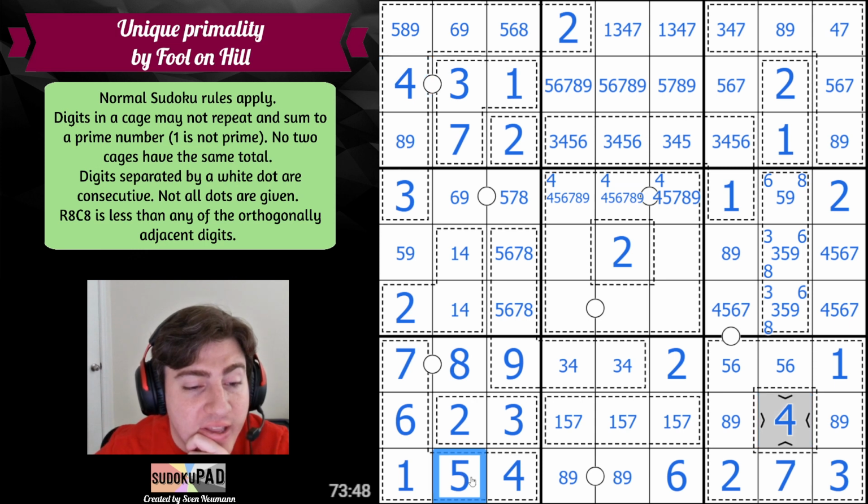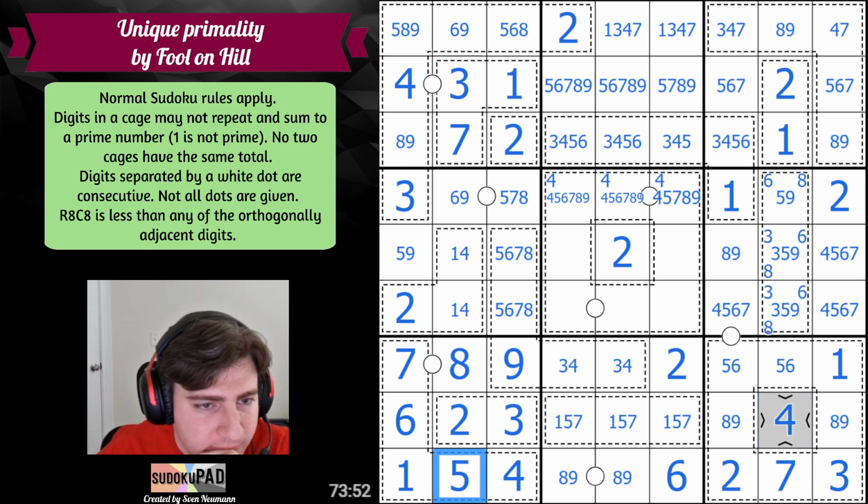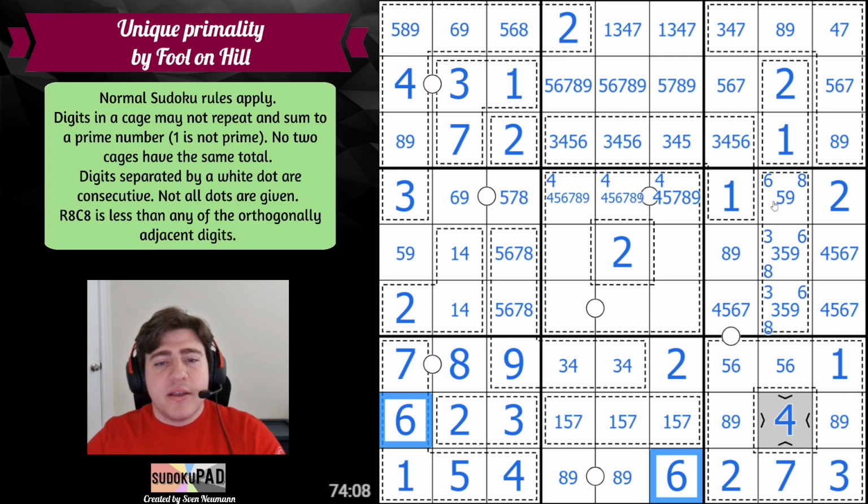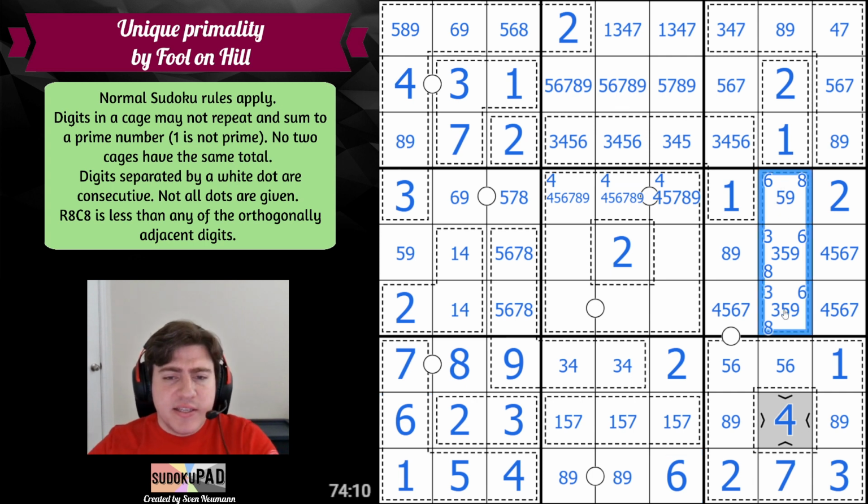All right, we don't have any 5s. Yeah, only one 5. 6s. 6. I guess one thing I wasn't thinking about is, if this is 6, then this would have to be 6, and then the 6 would have to be exactly here.